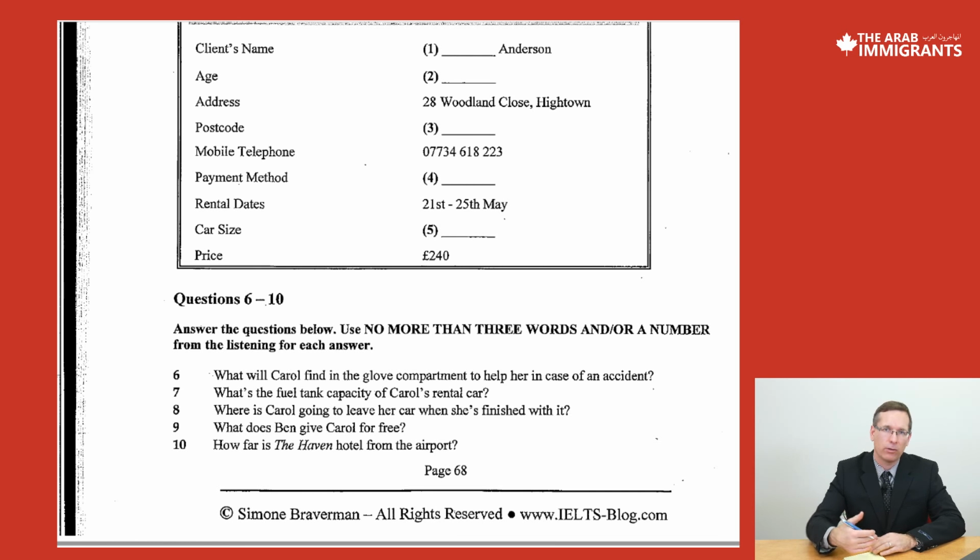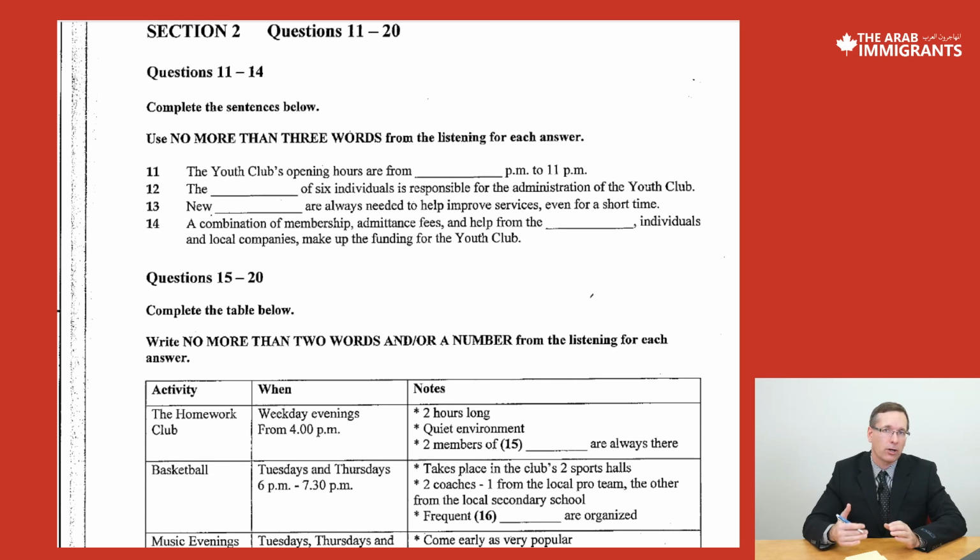So when I'm given a few seconds at the start of questions 11 to 14, I'm looking at the blanks. What am I listening for? So in this case, I'll read the question. Number 11, the youth club's opening hours are from blank p.m. to 11 p.m. So I'm listening for hours. I'm looking for a number. Number 12, the blank of 6 individuals, administration. So something about administration and 6 people or 6 individuals.